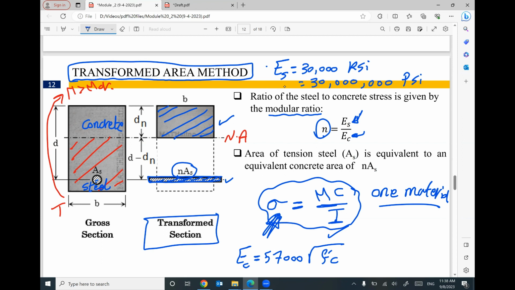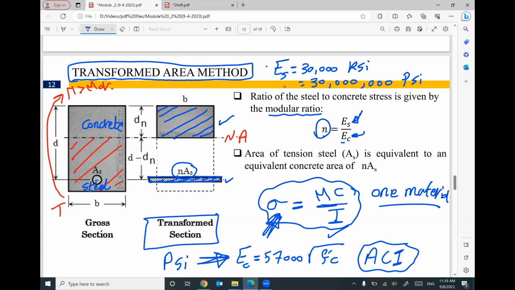Yes, sir. Okay. So E concrete, if you go back to the first module, you will find this expression. The Young's modulus of concrete according to ACI. Guys, I'm not saying something from my side. Everything is according to ACI. The Young's modulus of concrete equals 57,000 square root F prime C, and in this case, your E concrete will be in PSI, pound per square inch.